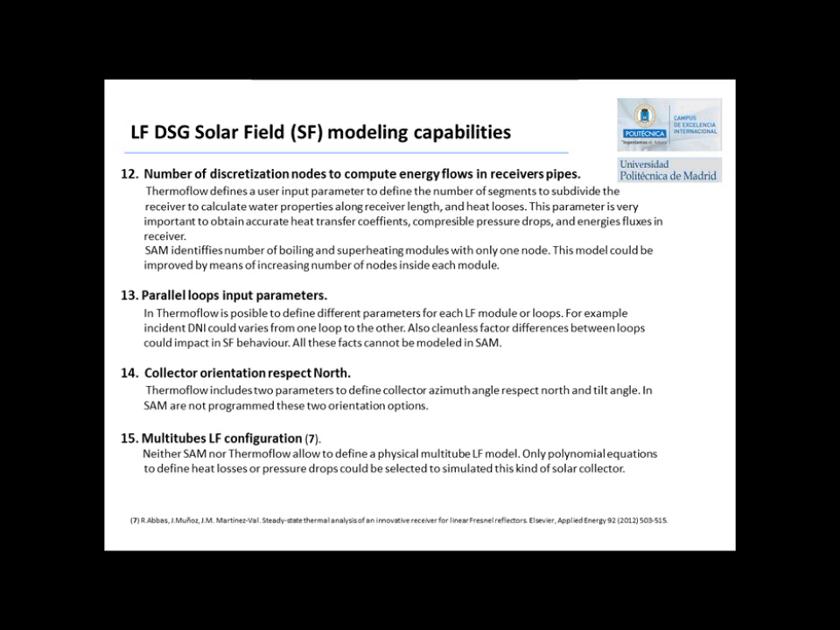Parallel loops input parameters. In Thermoflow, it's possible to define different parameters for each linear Fresnel module or loop. For example, incident direct normal irradiation could vary from one loop to the other. Also, cleanliness factor differences between loops could impact solar field behavior. All these facts cannot be modeled in SAM. Collector orientation with respect to north. Thermoflow includes two parameters to define collector azimuth angle with respect to north and tilt angle. In SAM these two orientation options are not programmed.